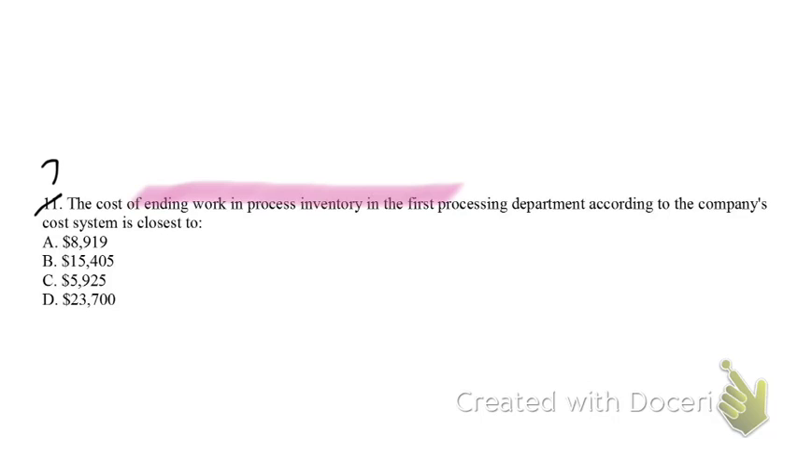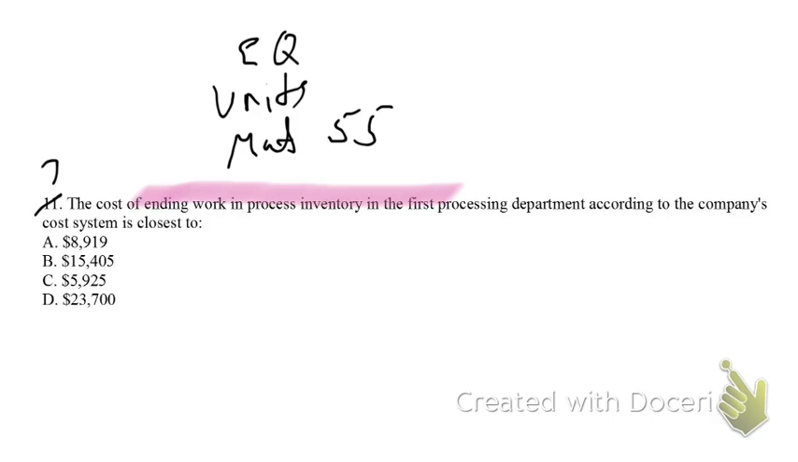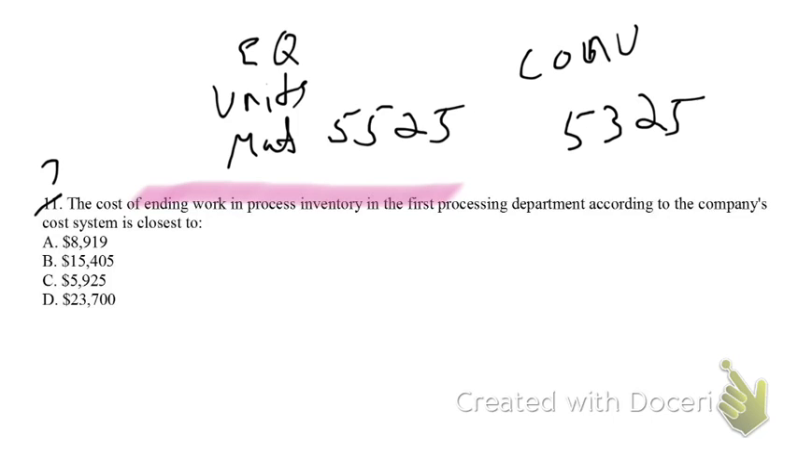I already figured out, part of the reason why I like this is I already figured out my equivalent units for materials, and that was 5,525. I already figured it out for conversion, and that was 5,325. Where did I get those two answers? From the prior question. Okay, so I've already done that portion of it.